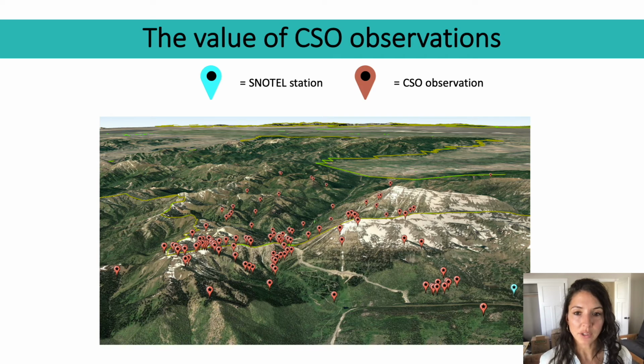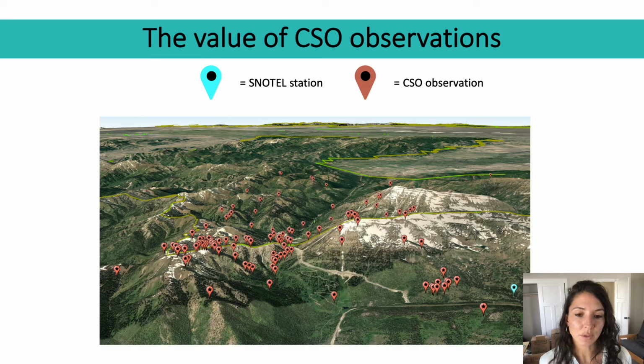In most national-scale snow modeling efforts, observations from automated snow station networks, such as SNOTEL, are the primary source of data that are assimilated into our snow models. From a mountain snow perspective, one shortcoming of these networks is that they are typically located in accessible locations that are not at risk of hazards such as avalanches. Because of this, many alpine and remote mountain areas are missed. And this is where the value of CSO observations really becomes apparent.